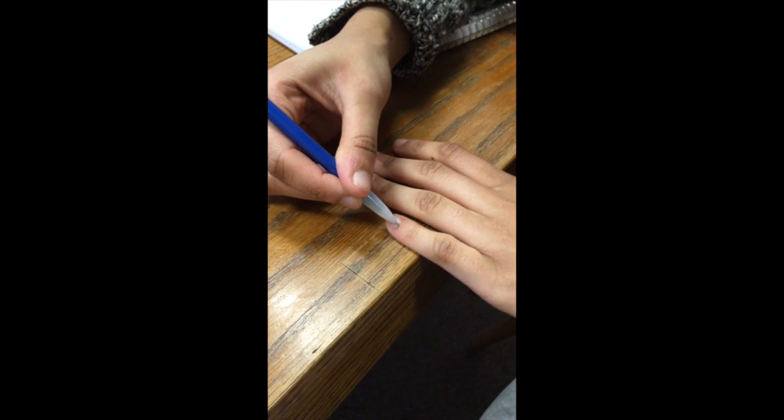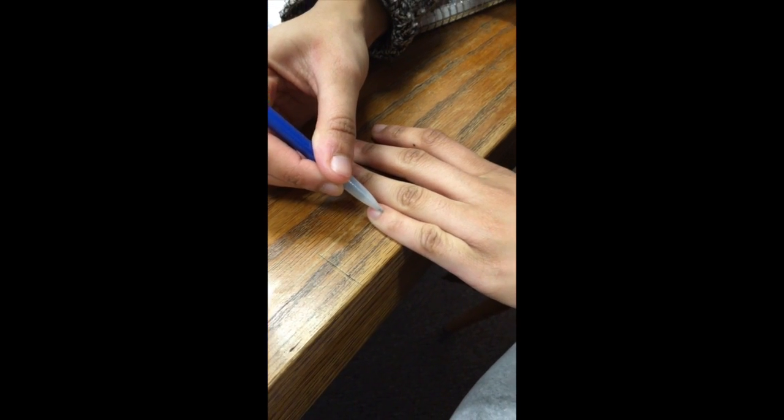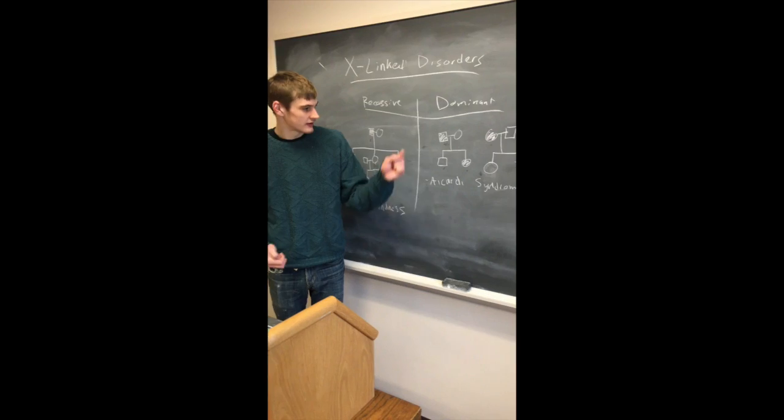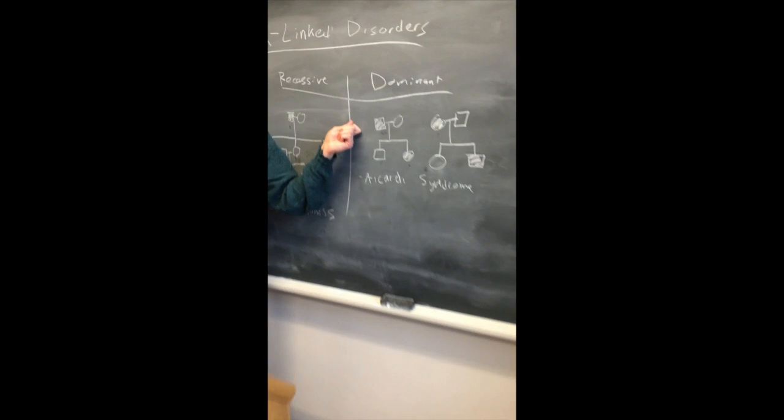X-linked dominant disorders are much less common than X-recessive. An example is Aicardi syndrome, in which people are born without the corpus callosum, the primary brain structure connecting the two hemispheres. X-linked dominant traits do not affect males more frequently than females.